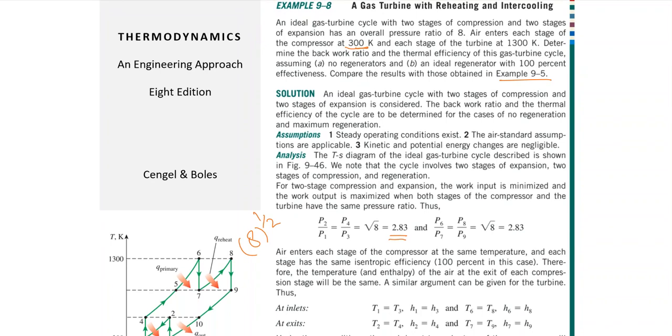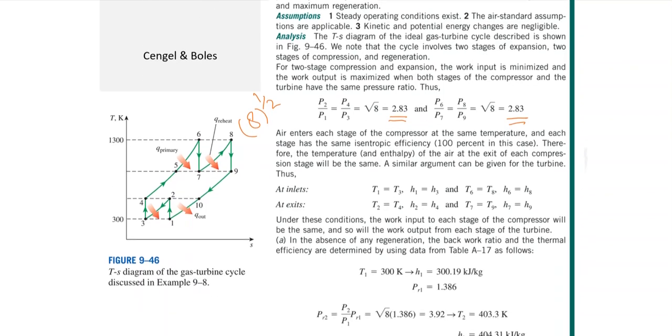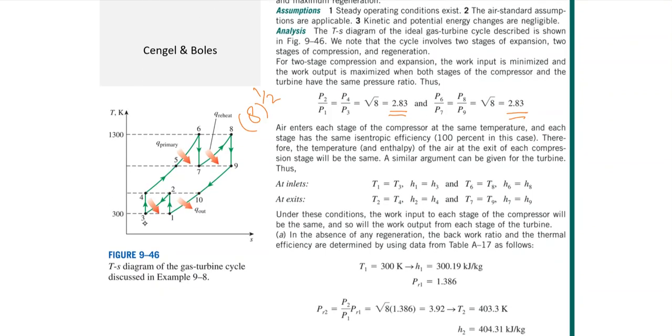Similarly, for the turbine, P6 by P7 would be equal to P8 by P9, which is also 2.83 for the turbine expansion. As already discussed, T1 would be equal to T3 as the inlet conditions are the same, so enthalpy H1 would be equal to enthalpy H3. T6 would be equal to T8, the inlet conditions of the turbine, so enthalpy H6 would be equal to enthalpy H8. After the compression, T2 would be equal to T4, so enthalpy H2 would be equal to H4.